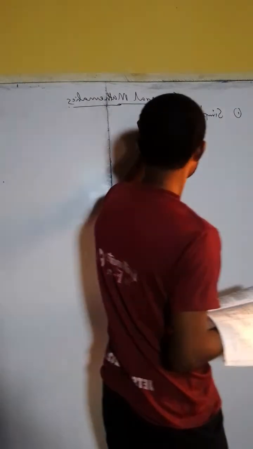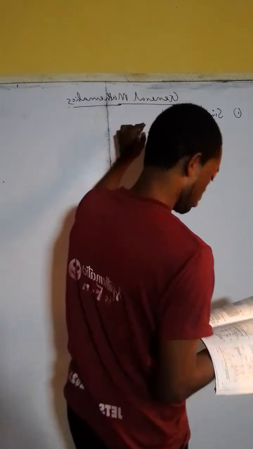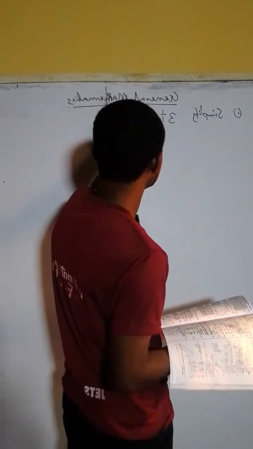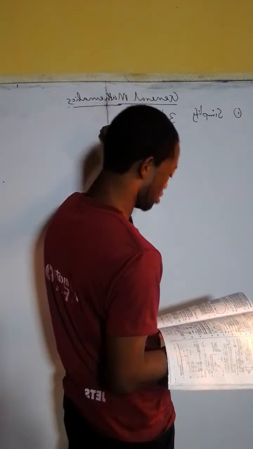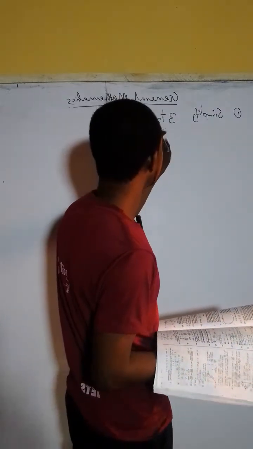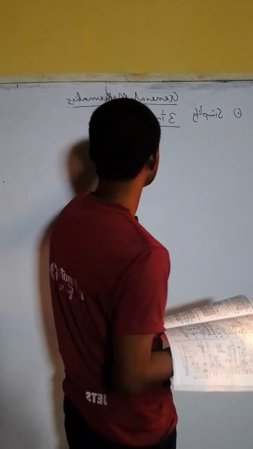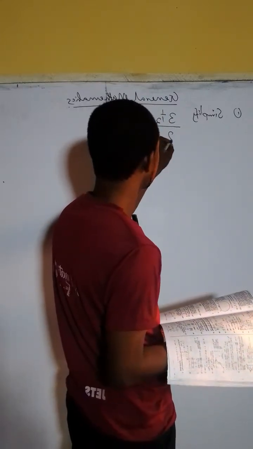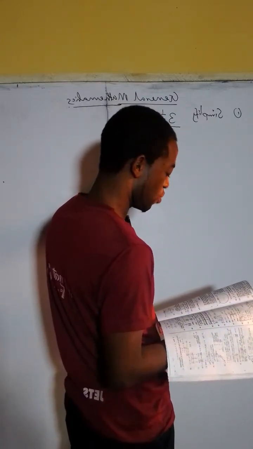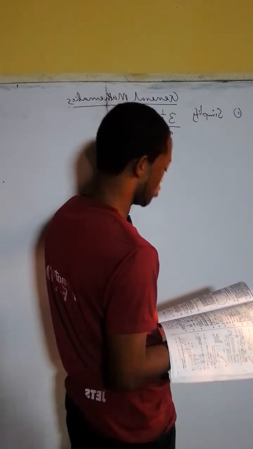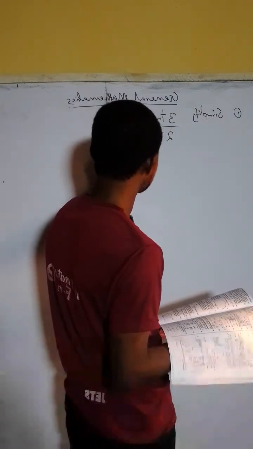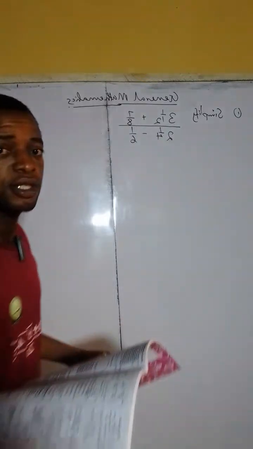3 whole number 1/12 plus 7/8, then all divided by 2 whole number 1/4 minus 1/6. That is from here.